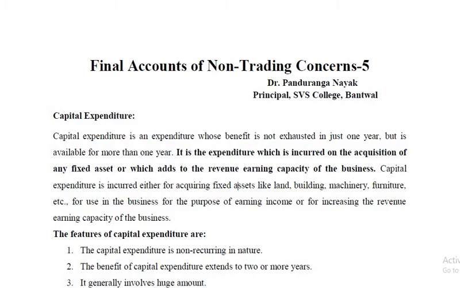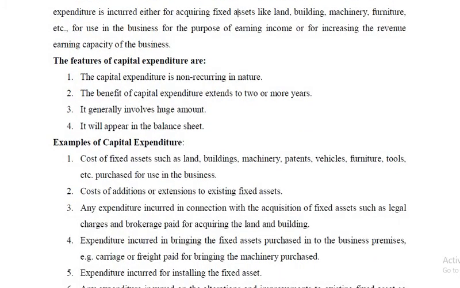Okay, now let us see some of the features of capital expenditure. First one, capital expenditure is non-recurring in nature. It does not recur. You don't purchase machinery every day. You don't purchase land every day unless you are a dealer in that. If you are a dealer in that, then it will not be your fixed asset. Then it is considered to be an item of goods.